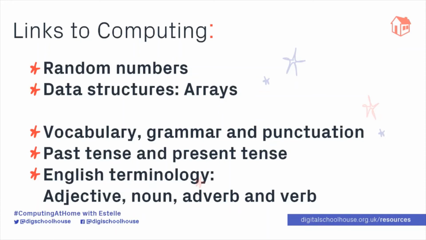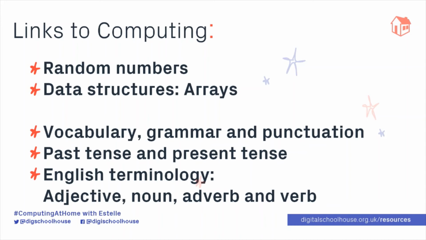Okay, let's look at what we've learnt. We've learnt about random numbers and how they can be used to select items from an array. We've also looked at data structures. We've looked at an array, which is a fixed length of list. So in our example, all of our arrays were a list that was fixed to 6 items.